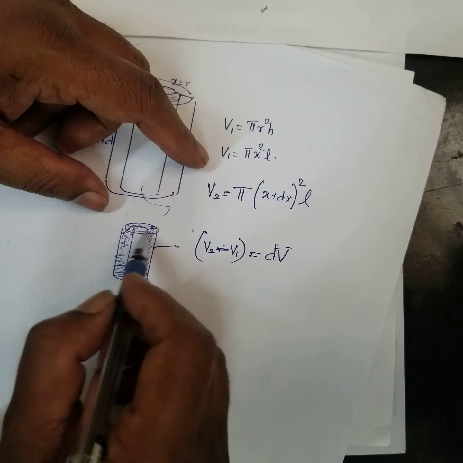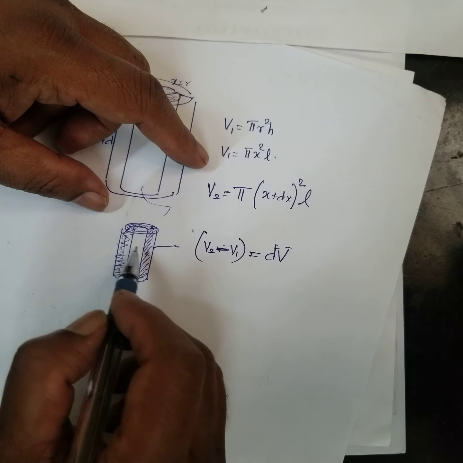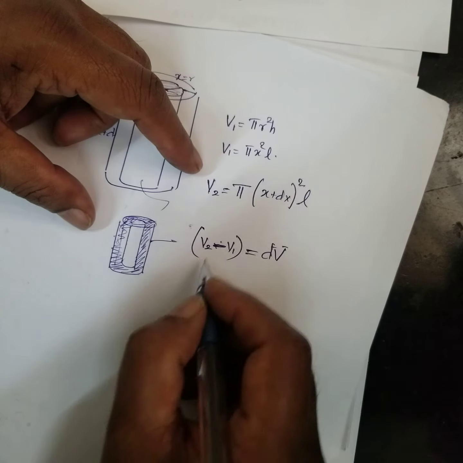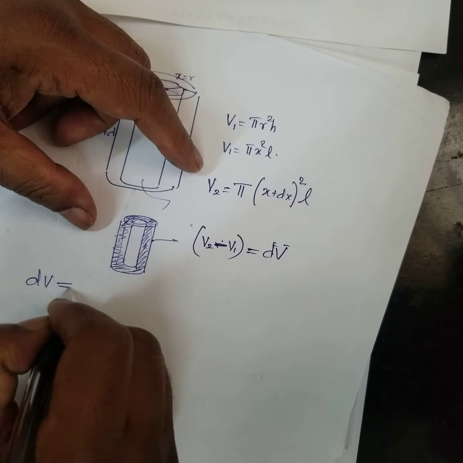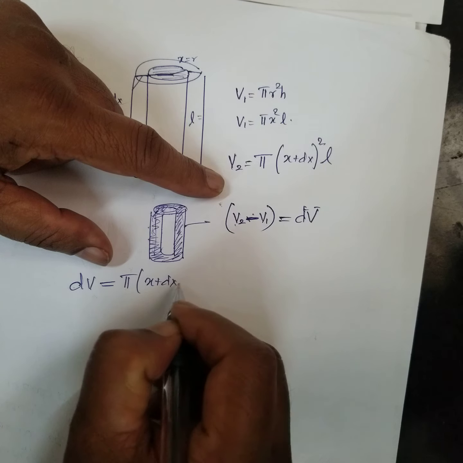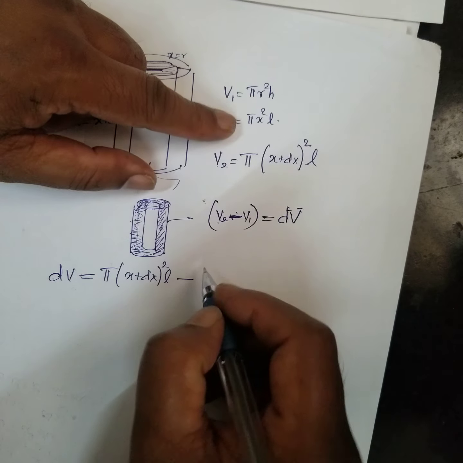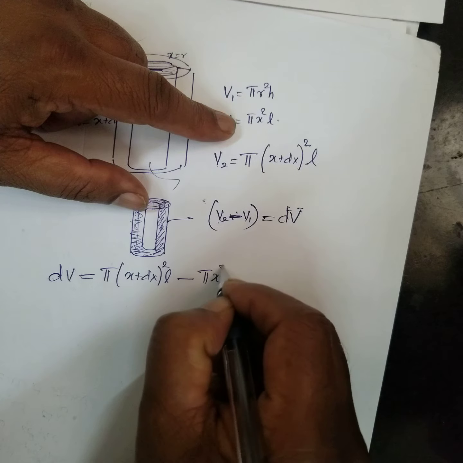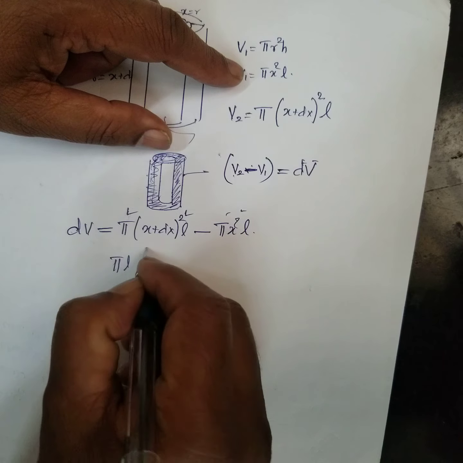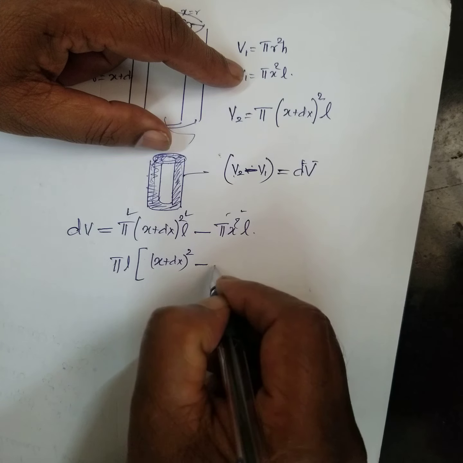Now the volume of the coaxial, this volume in between these two. This is empty, you take only this volume. What is dV? dV is equal to V2 minus V1. Therefore, dV is equal to V2, which is pi x plus dx whole square into L, minus V1, which is pi x square into L. Pi L is a common factor. Pi L I take it, x plus dx whole square minus x square.